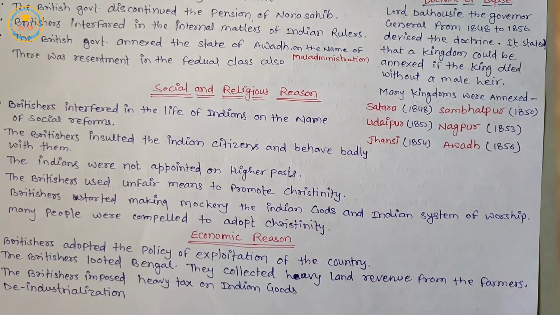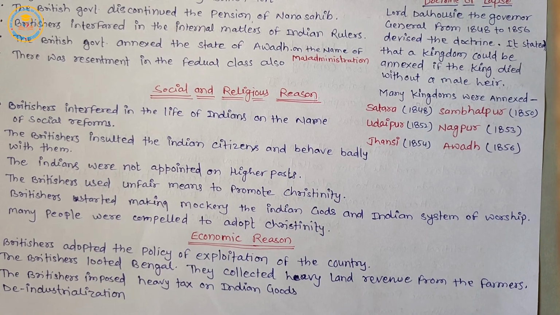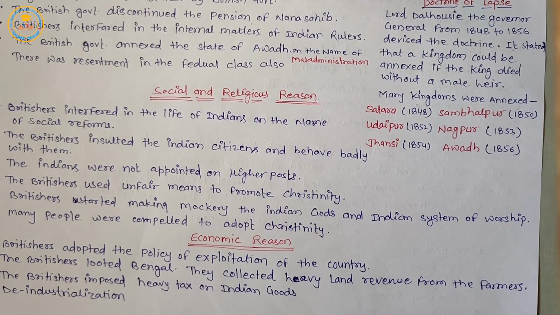After getting Diwani rights, the British imposed heavy tax on Indian goods and deindustrialization also started in India. At that time, industrialization started in England. So England made goods in England and sold them in the Indian market at a high cost, and they collected raw material from India at a low price.